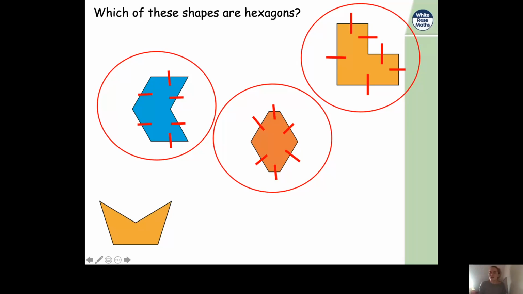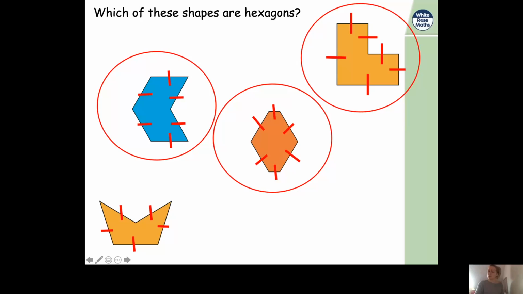Okay, so let's check the last shape. Are all of these shapes going to be irregular hexagons? Let's find out. Okay, so count with me. We've got 1, 2, 3, 4, 5. Have we got any more sides? Oh, no, we haven't. We only have 5 sides here, and we needed 6 for it to be a hexagon.